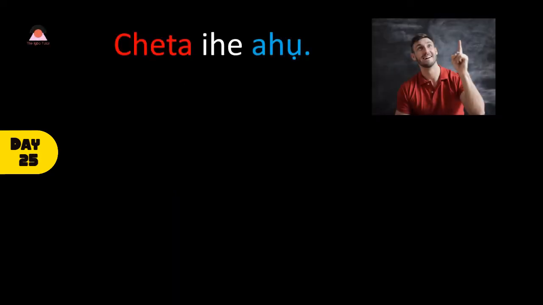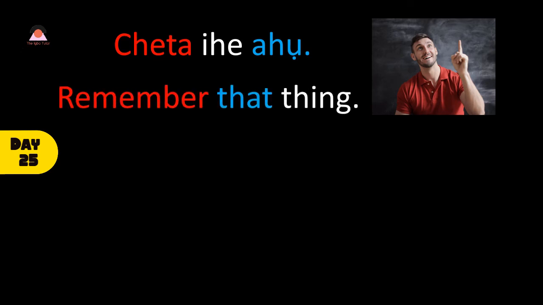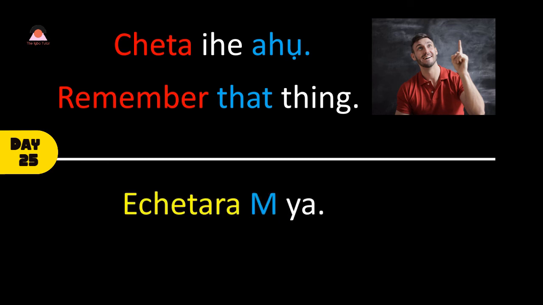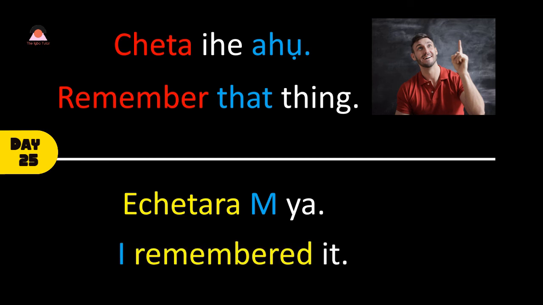Cheta ihe ahụ, which means remember that thing. You can simply say it's okay, ọ dị mma, but let's broaden your knowledge of Igbo language by giving you other options. You can say echetara m ya, which means I remembered it.